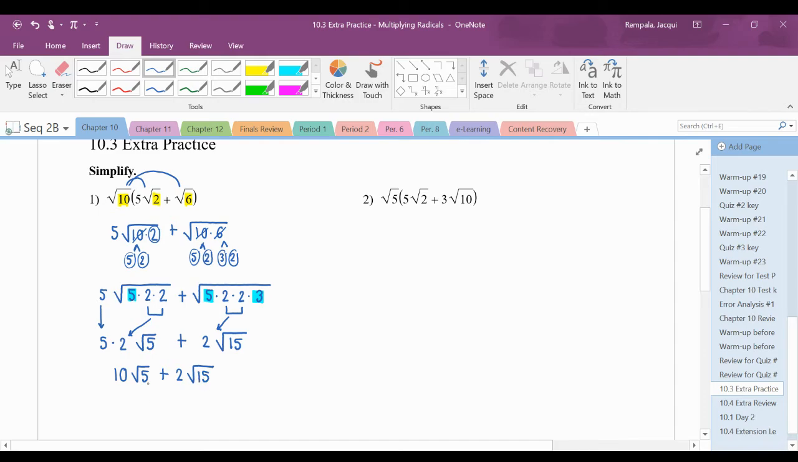Because the 5 and the 15, we know that we can't simplify that any further, and we don't have the same number under the square root. We're not going to be able to actually add these any further because they're not what we call like terms. So that means that I'm done. That's my answer. So let's go ahead and do the same idea with the next one.